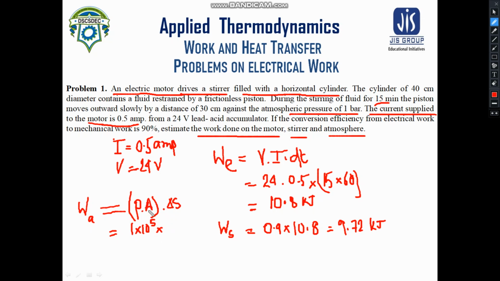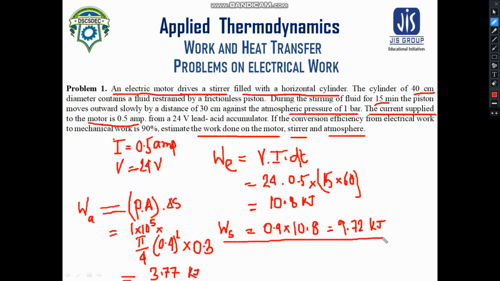It will be the area of cylinder. Now you can see the diameter of the cylinder is given as 40 centimeter, so it will be pi by 4 times d squared. We need to know that this diameter should be converted into meter. Similarly, the displacement also needs to be converted into meter. So it becomes 0.3, and ultimately the result becomes 3.77 kilojoule.